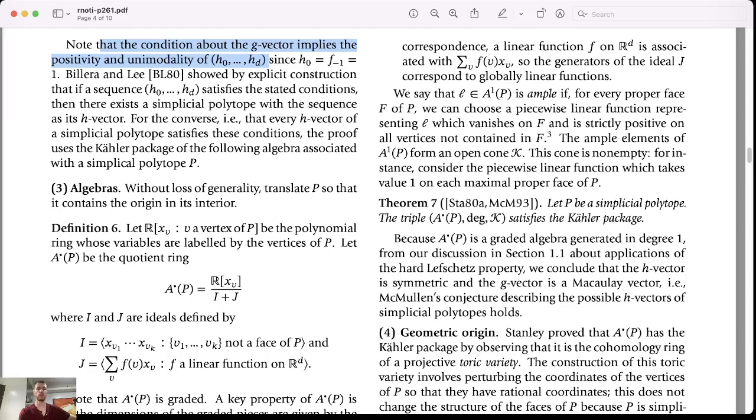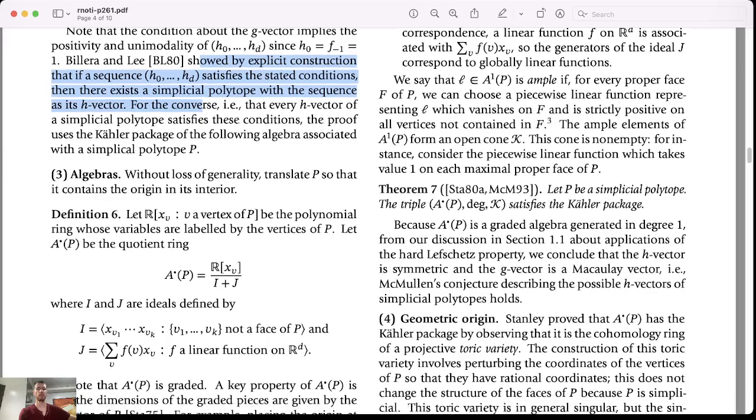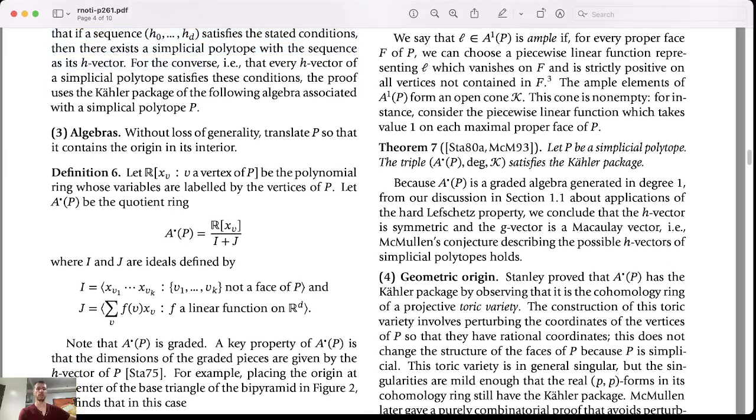Billera and Lee showed by explicit construction that if a sequence H0 through Hd satisfies the stated conditions, then there exists a simplicial polytope with the sequence as its H vector. For the converse, i.e. that every H vector of a simplicial polytope satisfies these conditions, the proof uses the Kähler package of the following algebra associated with a simplicial polytope P.